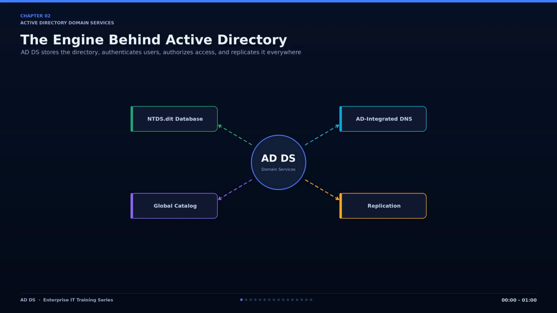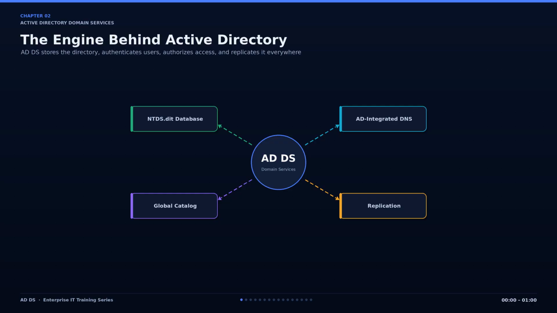Chapter 2, Active Directory Domain Services. Welcome back. In the previous chapter, we explored the overall architecture of Active Directory and learned how domains, forests, and trusts fit together. Now it's time to go deeper and examine the engine that powers the entire environment. Active Directory Domain Services, often referred to as ADDS.